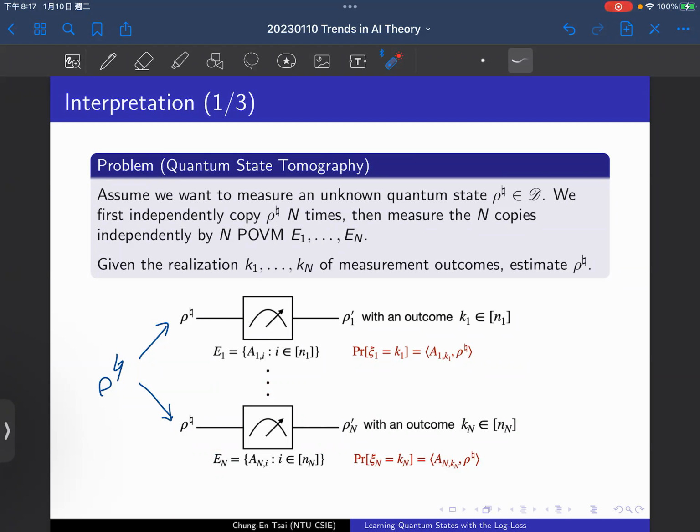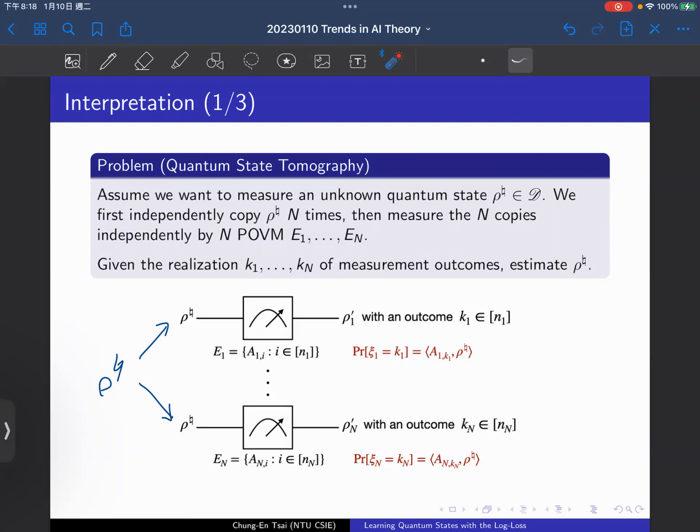And then, as we have said before, after we measure the first copy, the quantum state will collapse to another quantum state, and then we'll obtain a measurement outcome K1 with some probability. Suppose the realization is K1. Then we know that the probability of observing K1 is the inner product between the matrix A1, K1 in E1 and the unknown quantum state. And this is similar for other measurements. So for example, for the last copy, suppose the outcome is Kn, then the probability of observing Kn is the inner product between An, Kn, and the unknown quantum state.